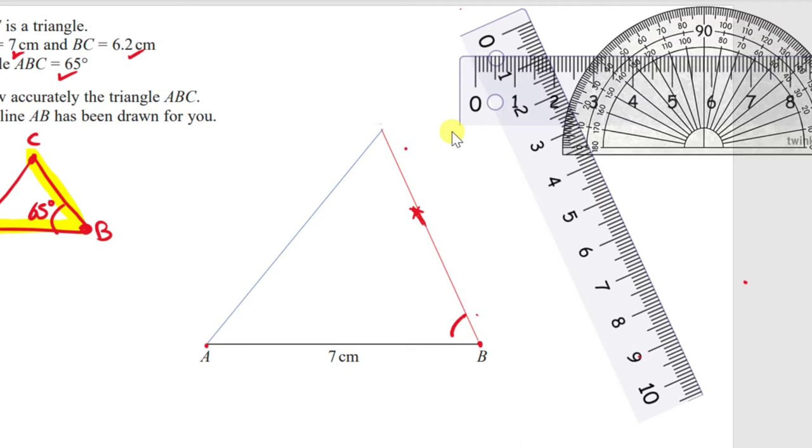And then you must label this side 65 degrees and label this side 6.2 centimeters. It doesn't tell you to do anything else. It doesn't tell you to state the length of this one, but you can if you want. That's it, guys. Hopefully this helps with this question. And that's it. Let's move on to number 11.